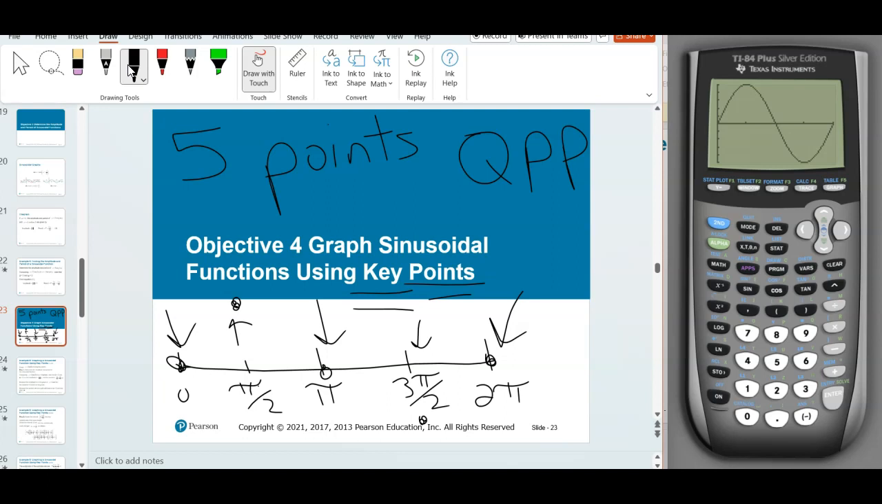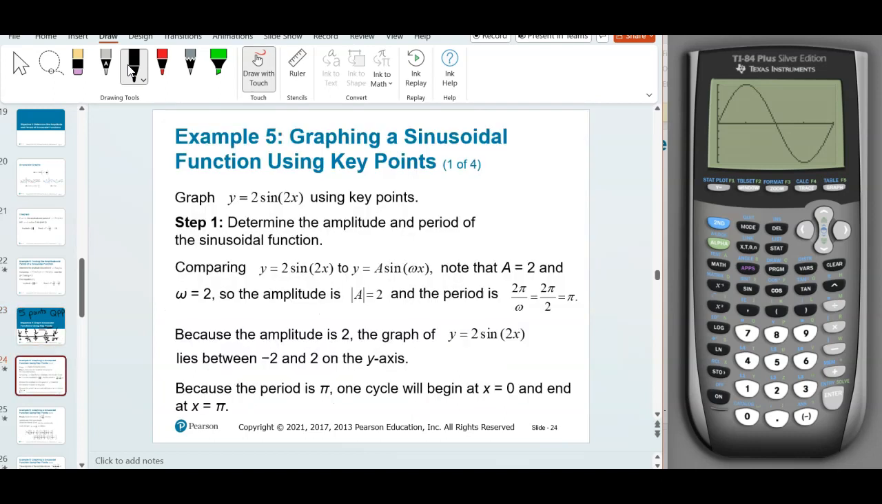Those are the 5 points that you're going to need to be able to alter and figure out where they end up if you're going to do this by hand. Always check it with your calculator, but you should be able to come up with where these 5 points go for the first period of a sine function, or cosine. So I'm going to show you how to do it with 2 sine 2x.